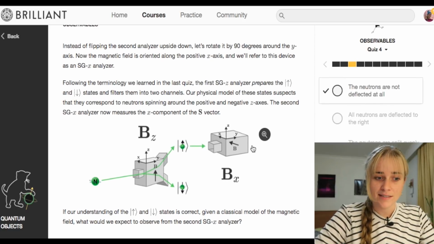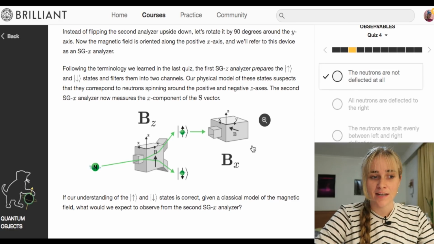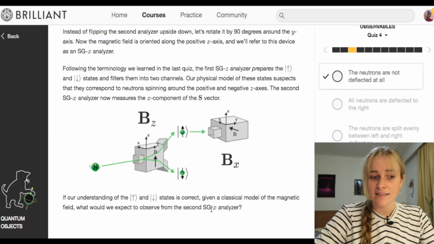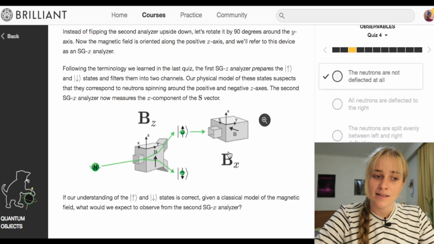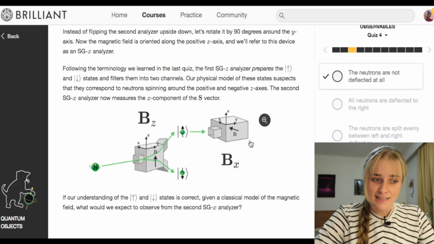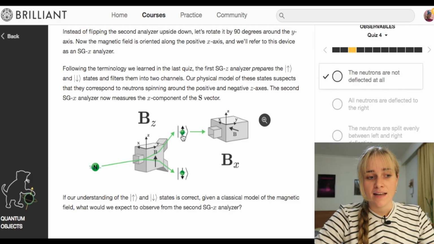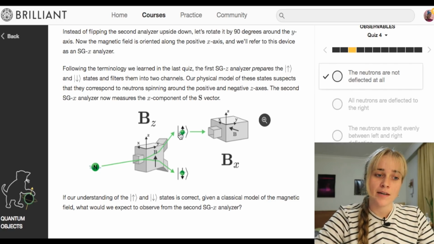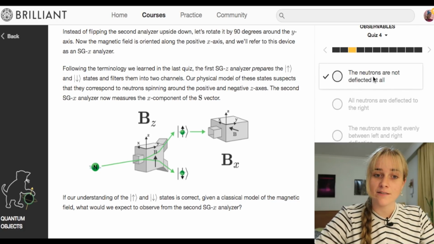And this should help us to gain actually some more information. So from our understanding, what would we expect to observe from the second Stern-Gerlach analyzer when it's aligned along the x-axis and we're feeding in our experiment we've already done, where we're feeding in the spin up input into it? The answer of what you would expect to see is that the neutrons are not deflected at all.